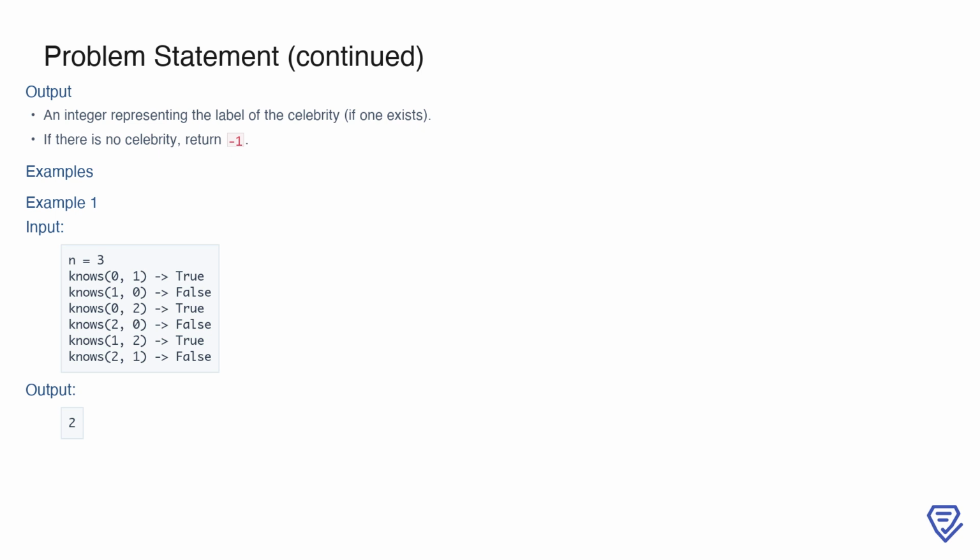For n equals 3, we have 3 people at the party. The knows API tells us the relationships between these people. For instance, person 0 knows person 1, but person 1 does not know person 0. Similarly, person 0 knows person 2, but person 2 doesn't know person 0, and so on. Based on these relationships, the output is 2. This means person 2 is the celebrity.